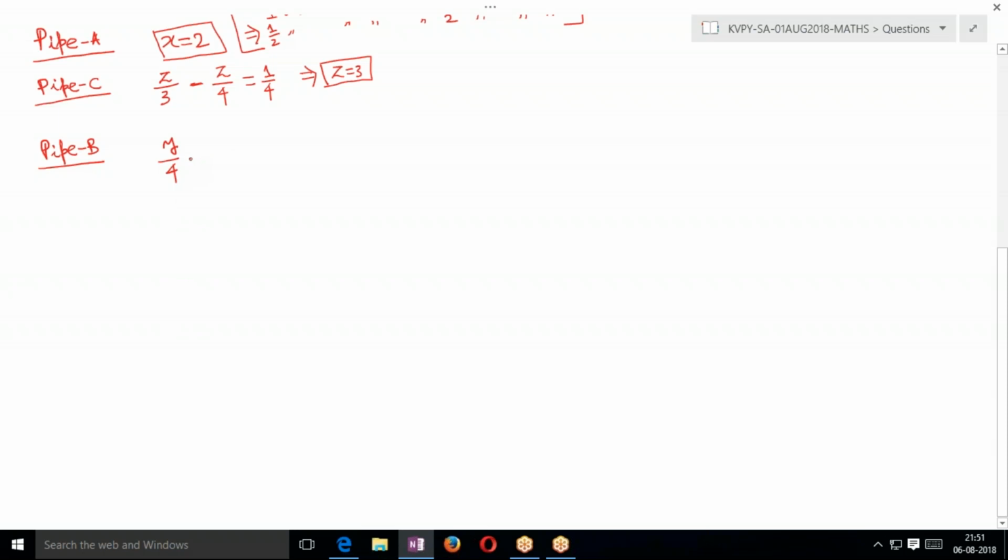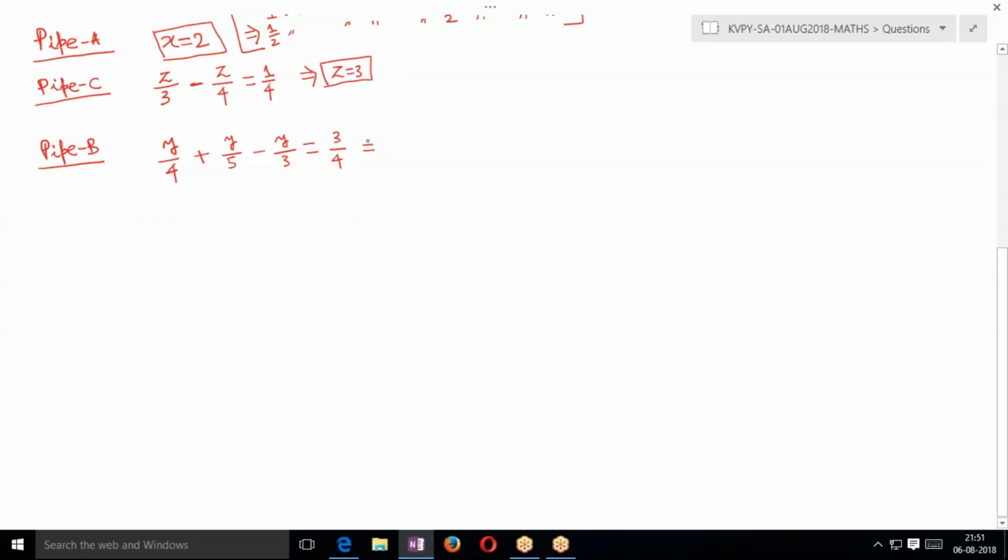And in those Y hours, pipe A is also contributing to fill the water, so that will be Y by 5. But in those Y hours, pipe C is also releasing the water. As its capacity is 3 hours, it is minus 1 by 3. That should be equal to 3/4, as 1/4 is already filled. Only 3/4 remains to be filled.